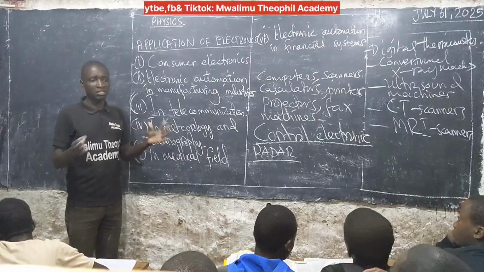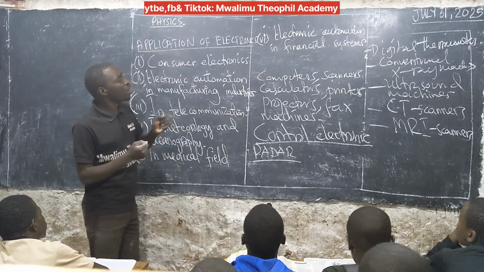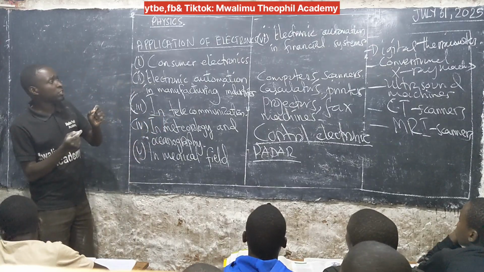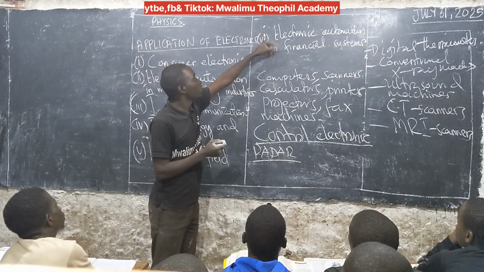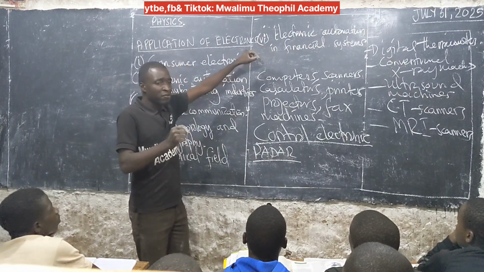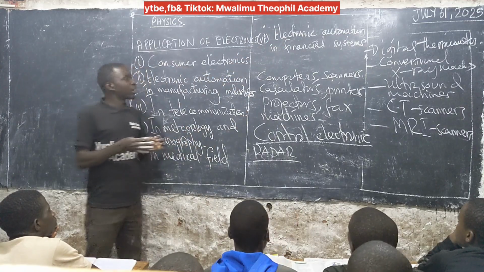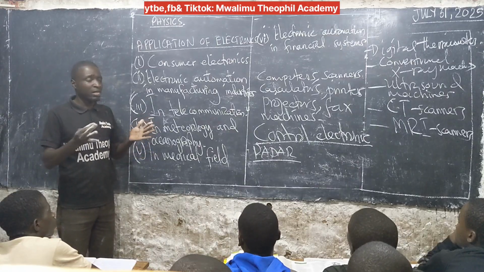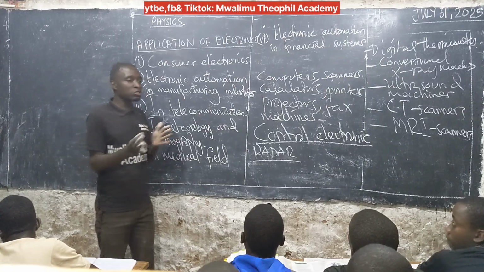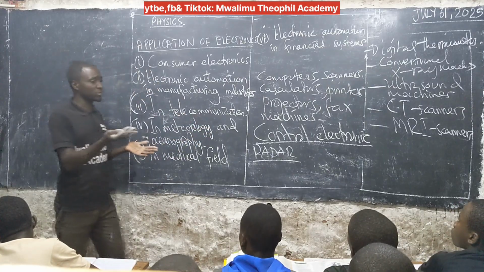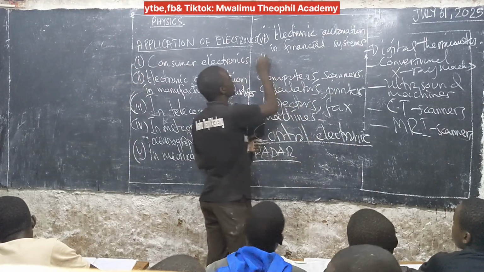Electronic automation in financial systems. These are the systems that control the flow of money. The knowledge of electronics has also been applied here, in making various devices that can control financial systems. Now, can you tell me examples of those systems that lead to the transfer of money, maybe from one person to another? What are examples of these systems? Yes, we have e-banking.